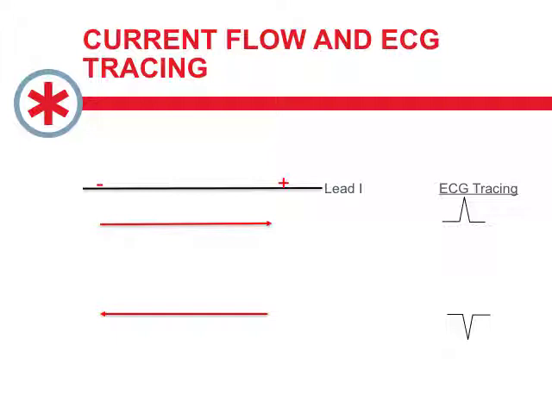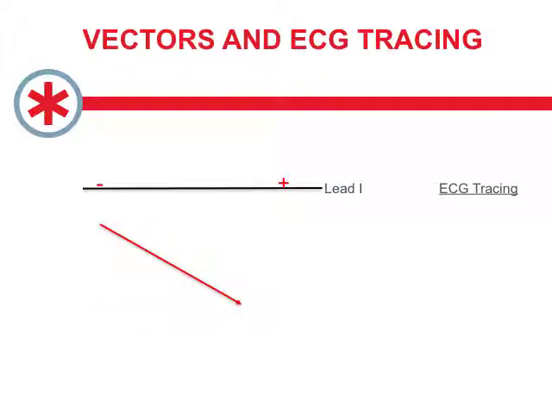Just in review, let's say we're looking at lead number 1, where the negative is on the patient's right and the positive is on the patient's left. So anytime an electrical current flows towards the positive lead, our ECG is going to have an upward deflection. The converse is true, that anytime the current flows towards the negative lead, we're going to have a downward deflection on our ECG tracing. Okay, so in summary, anytime the current flows towards the positive lead, the ECG is going to go up. So that's all very good when the electrical current runs parallel to our ECG lead.